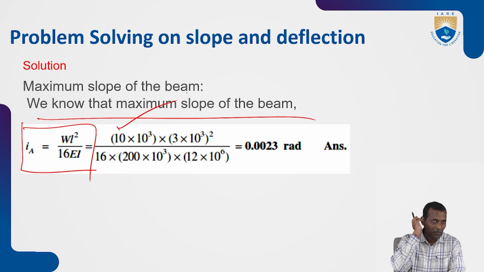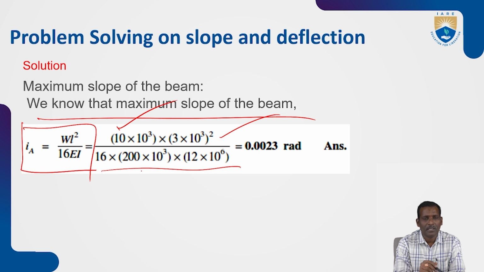So W is directly applied. Substitute the given values: W is 10 into 10 cube, multiplied with 3 into 10 cube whole square, and 16 into EI. E is the modulus of elasticity and I is also given. Substituting those values, you will get the slope in terms of radians. That is how much it has twisted, the slope angle, deviated from the original beam.